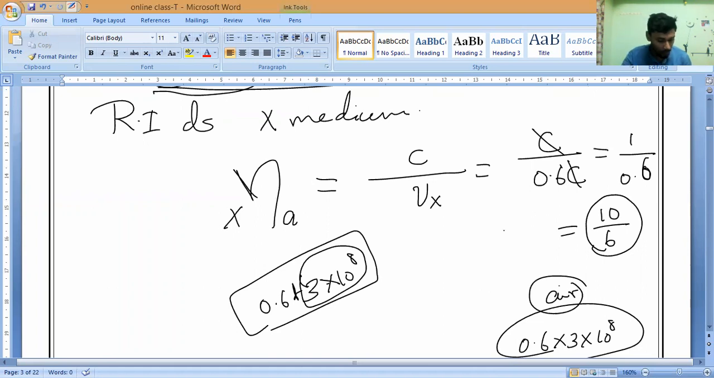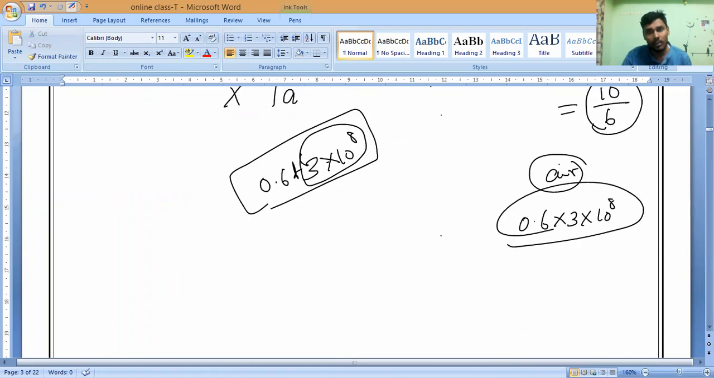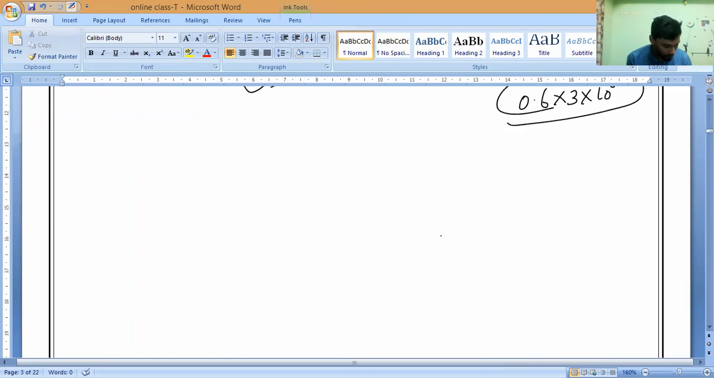That's all. Now I will ask you one more question. You can see, right? The refractive index of Y medium is 2 by 3 times of the speed of light in air.